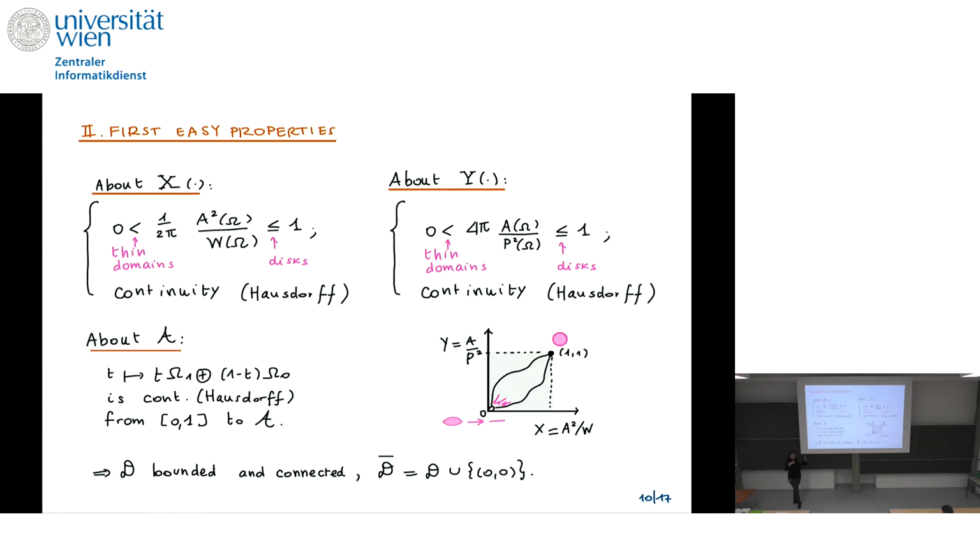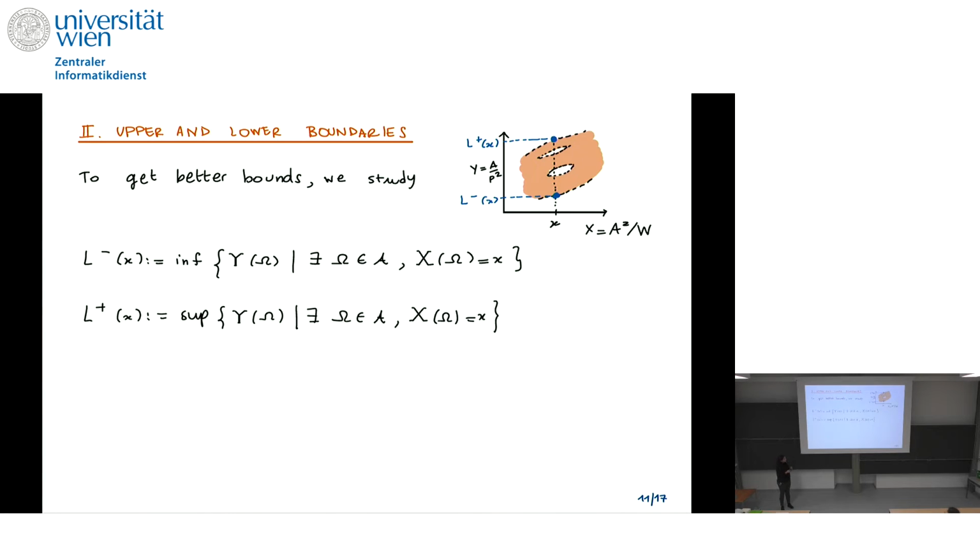Then you can apply x and y, our shape functionals, to this family. And what you find is, in view of the continuity that we have proved, a continuous path in the diagram. So it means that you can connect any pair of points in the diagram by a continuous curve. So this means that the diagram is connected by arcs, so it is connected. This is the very first thing that one notices, very easy properties. Let me now pass to some harder properties. So the second thing that one does is to look for better upper and lower bounds.